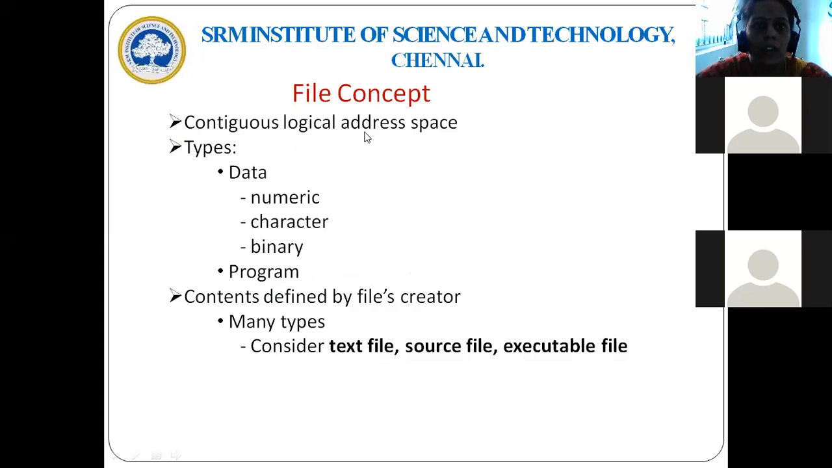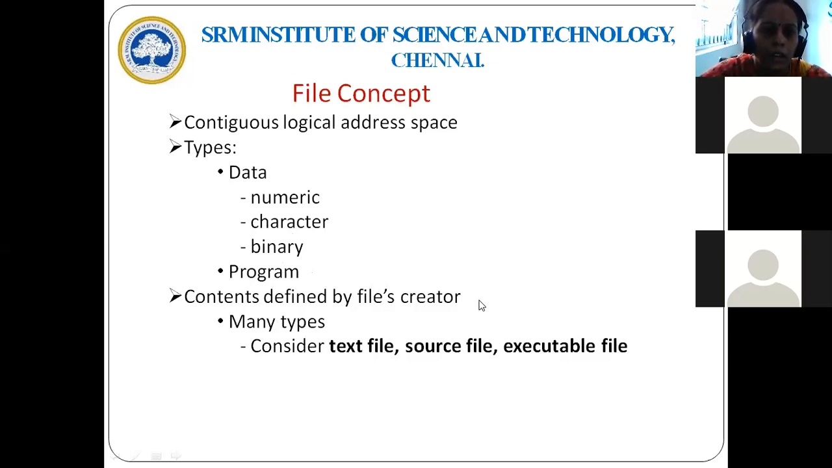So first we will see the file concept. A file is stored in secondary storage and brought into main memory before it is accessed. But as far as the logical view, it is going to be a contiguous logical address space. The types of files may be any type. It may be a program or any data. The data may be numeric, character or binary data. Or you can save a program as a file, a .c file or .c++ file. Even that is going to be your file.